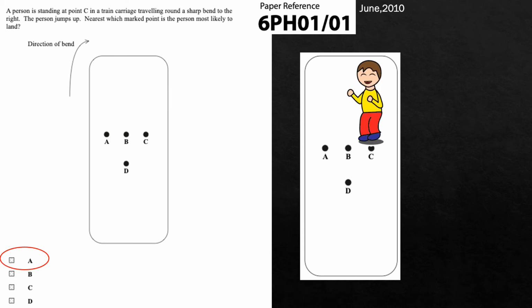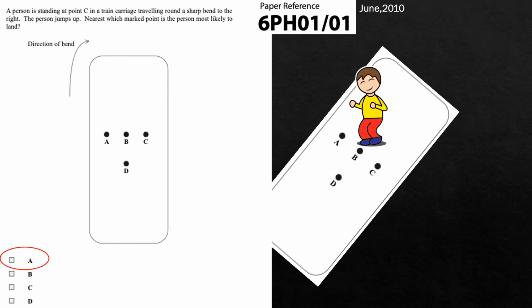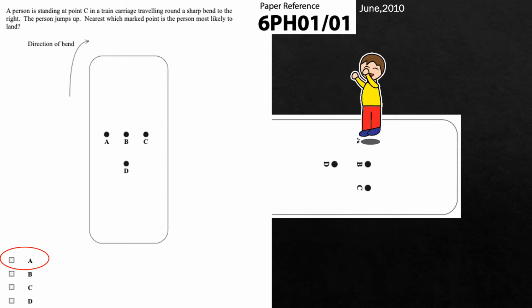If the bend is not sharp, the person will land mostly on B. But since this is a sharp bend, it makes a larger angle within a very short period of time. And since the bend is very narrow, most probably this person will land on A, as shown in the animation.